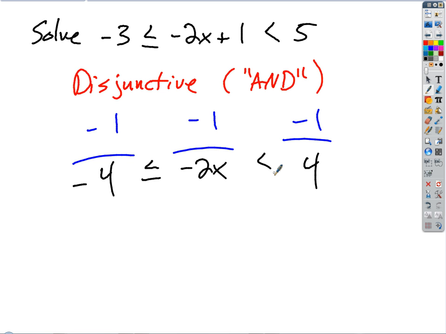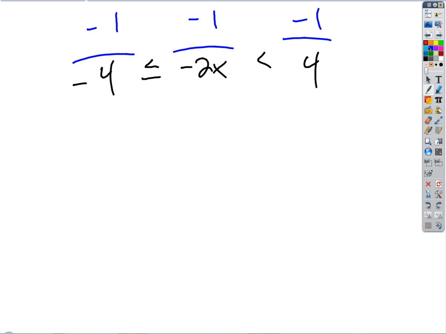Okay, now, next step, now it gets tricky. The next step you told me was to divide everything by negative 2, correct? Yes. Okay, so let's do that. It cancels out the negative 2, so we end up with an x in the middle. Then 4 divided by negative 2, and negative 4 divided by negative 2 is 2.